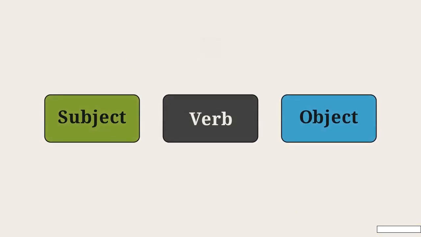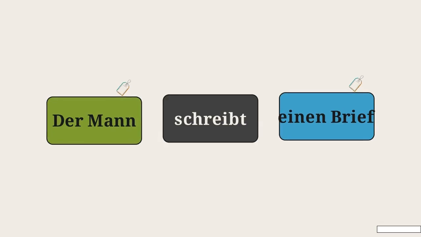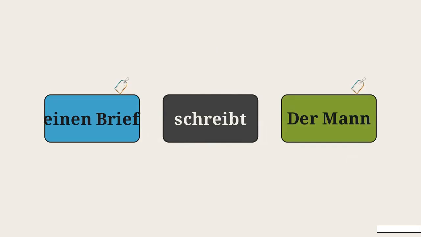English sentences rely heavily on physical word order to show who performs and receives an action. German relies on its case tags instead, which opens up a mechanical advantage. Look at this baseline structure. Der Mann schreibt einen Brief. Because the blue block is tagged accusative, we can completely invert the sentence without losing meaning. Einen Brief schreibt der Mann. The only rule is the verb, schreibt, must remain locked in the second position.